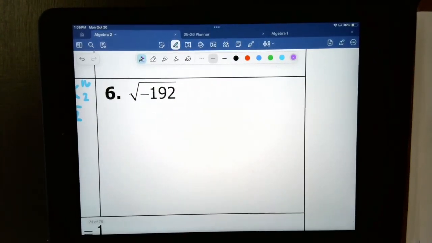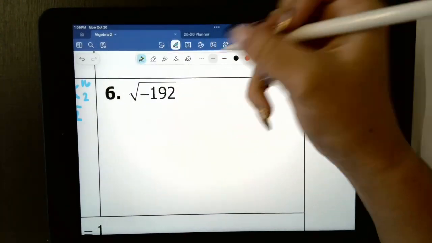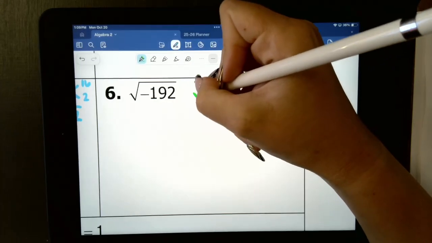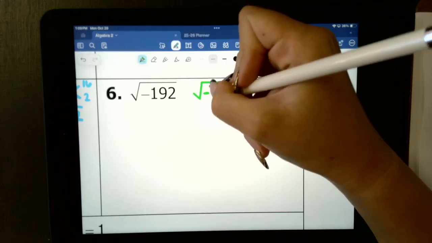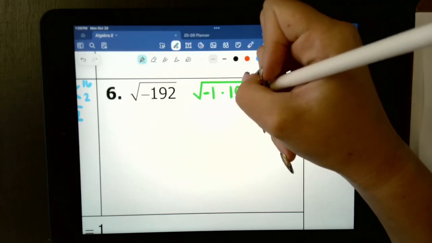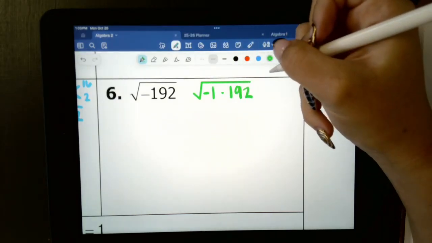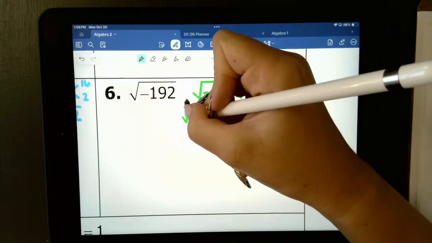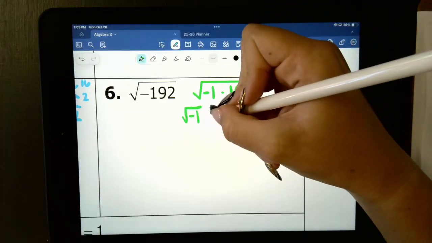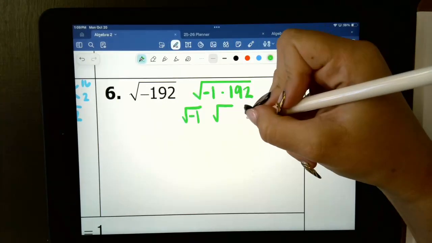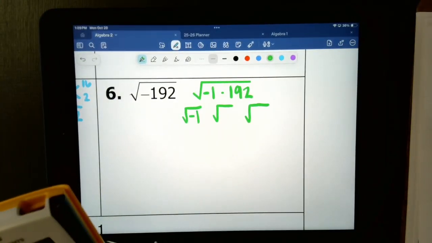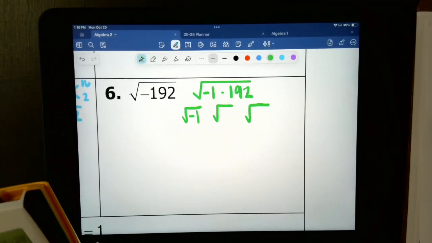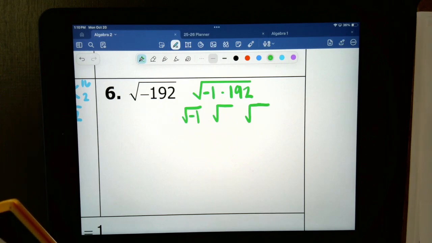Number 6. So, step 1. I'm going to stop writing the steps. I'm just going to do the colors. So, we're going to have -1 times 192. Now, we know -1 is going to be our i. But what are some things we can break down 192 into? Or, if you put it in your calculator, is it a perfect square? No, it's not.